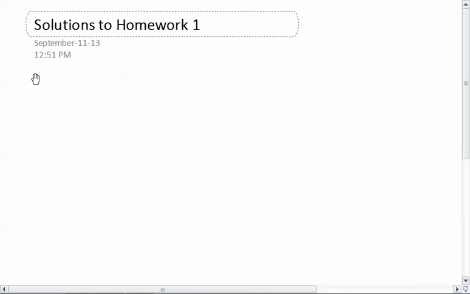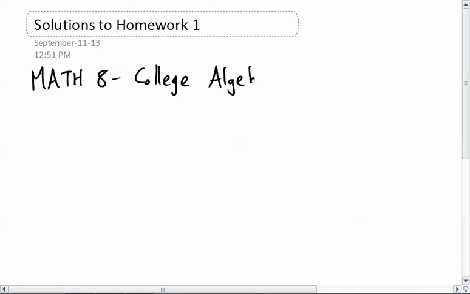Welcome to Math 8, College Algebra. Here are the solutions to homework set 1. So the first questions came from chapter 0 on page 67.